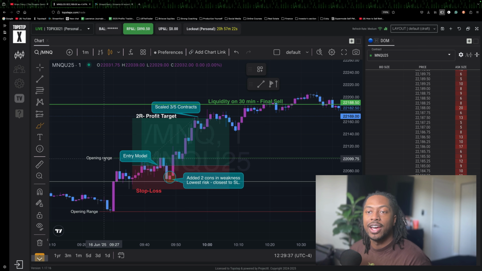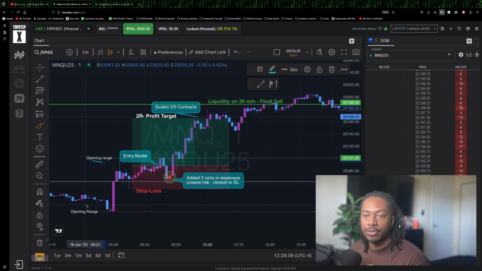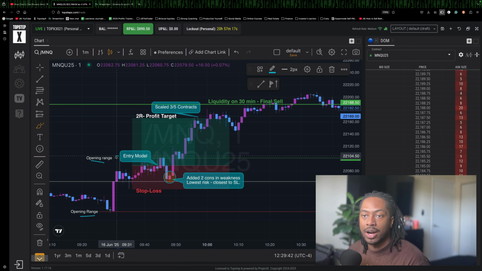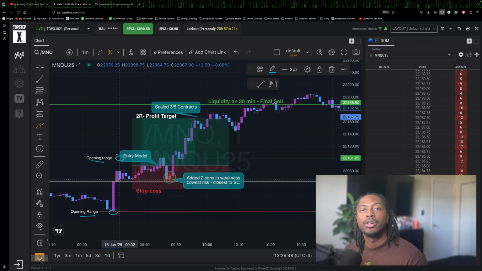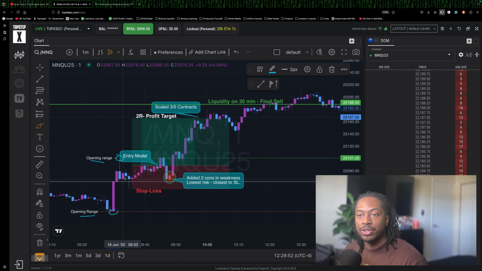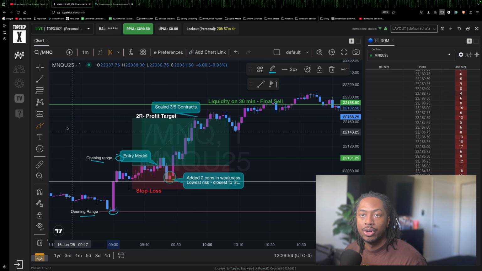So as you can see, I have my opening range right here, right? So we have our highs right here, and then we had our low right there. So that's the range. The next thing I'm looking for is either a liquidity sweep or straight to my entry model. So as you can see, we went straight to my entry model right here.